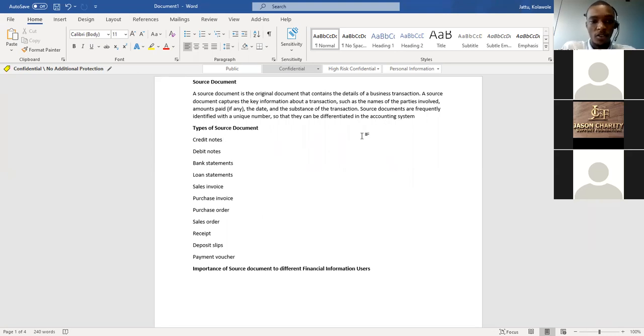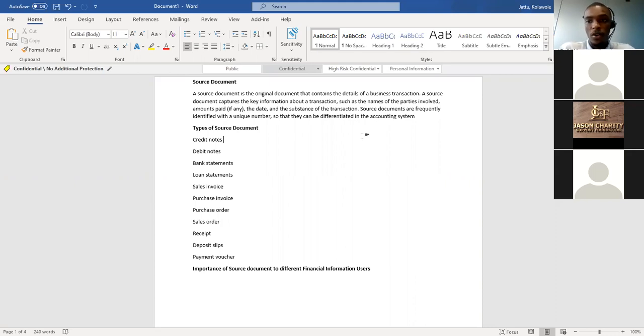So we now have different types of source documents. We have credit notes. A credit note is a type of source document that is usually issued by a seller to a buyer or by an entity to its customers when the customer returned goods back to the entity. You know, a customer could return goods back to an entity due to different reasons. It could be due to the goods not meeting specifications, or it could be damaged goods as well. So a customer could return goods due to any reasons to an entity. So the type of document that will be issued by the entity to the customer for the goods returned by the customer to the entity is a credit note.